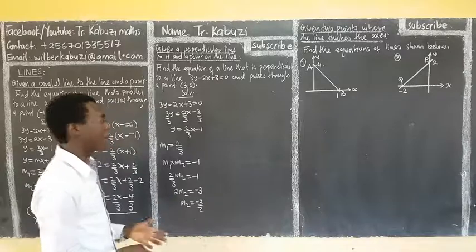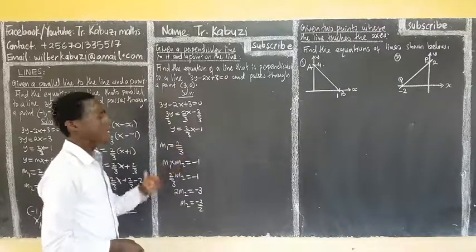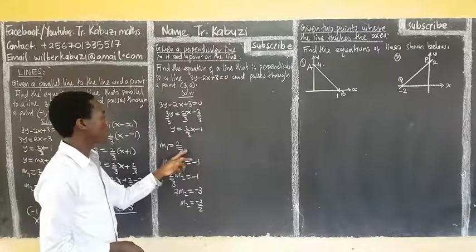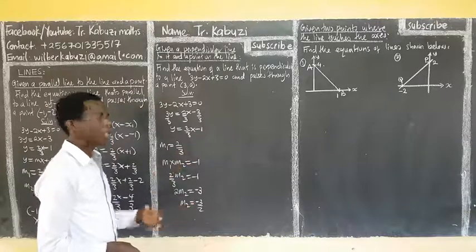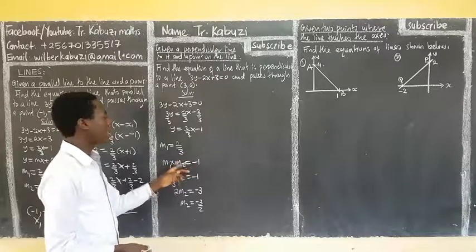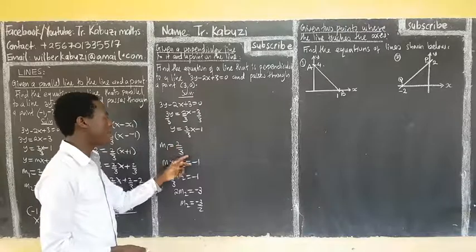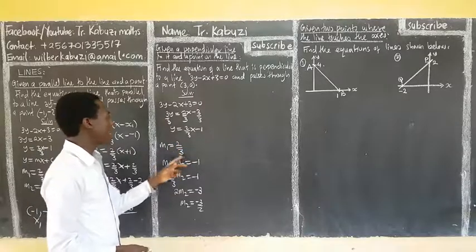Oh, the easiest way to get m2 is that you just take the reciprocal of this, then multiply it with the negative 1. So the reciprocal of this is going to be 3 over 2, then multiply it with the negative 1. As simple as that. So from here, you could easily get m2 with ease. It's going to be the reciprocal of this, this one goes up, this one comes down, so 3 over 2. Then multiply it with the negative.